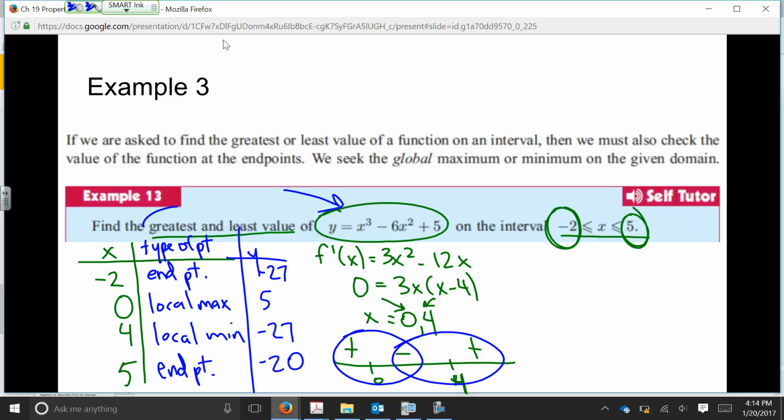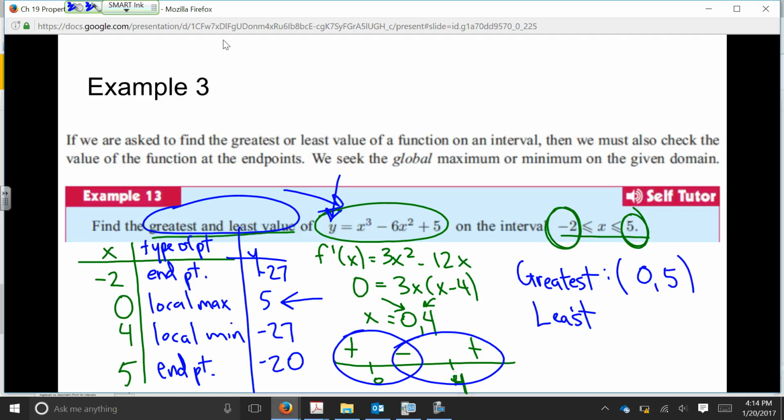So when it asks for the greatest and the least values, well, the greatest, and we're talking about the greatest y value, the greatest is at the point right here, 0, 5. As far as the least, we have 2 of them because there are 2 -27s. So I'll list both of them there. I'll say that I have -2, -27, but I also have the point 4, -27. Okay, so that is going to be that.